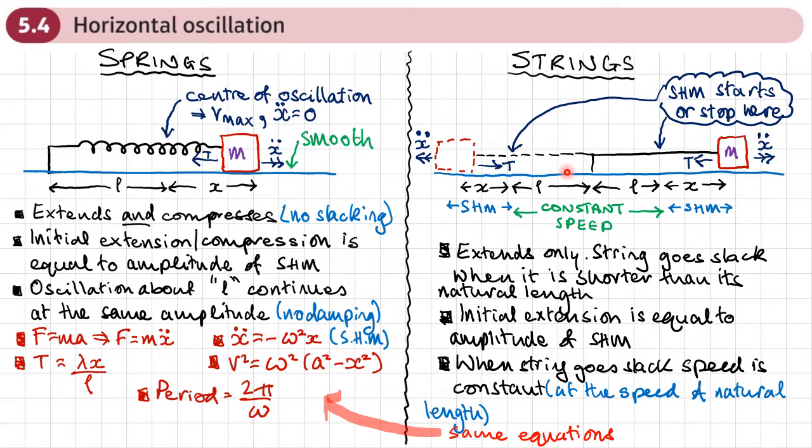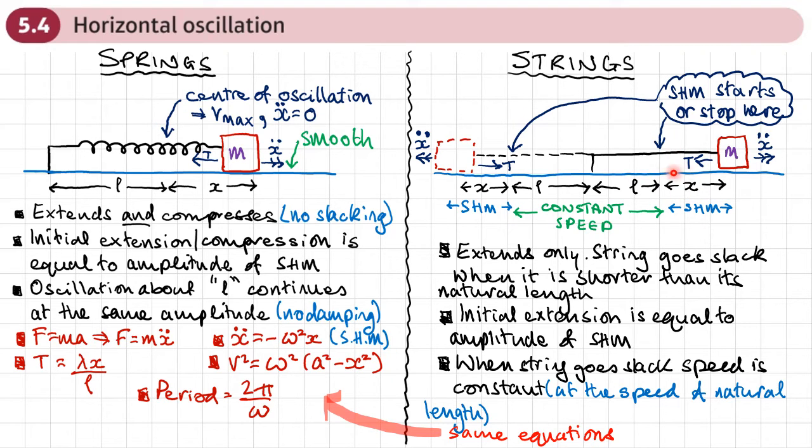And then it's going to continue at constant speed until it moves across, and then it hits its natural length again, and then we get extension, and we get tension pulling back, and we get simple harmonic motion again on this side. And then the mass is going to pull back, it's going to get to its natural length, it's going to go slack again, and then we get constant speed in the middle. So you can see from this diagram that we only have simple harmonic motion at these two ends here when the string is at and beyond its natural length.